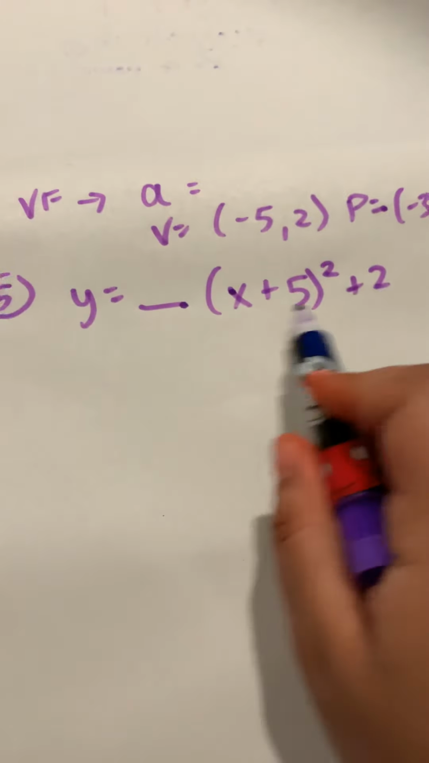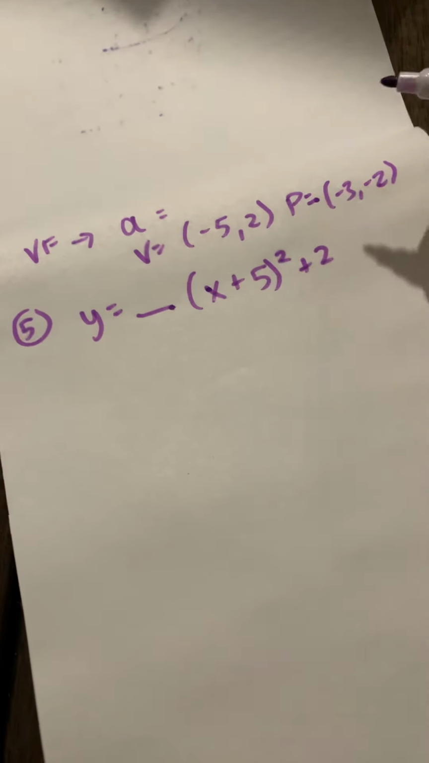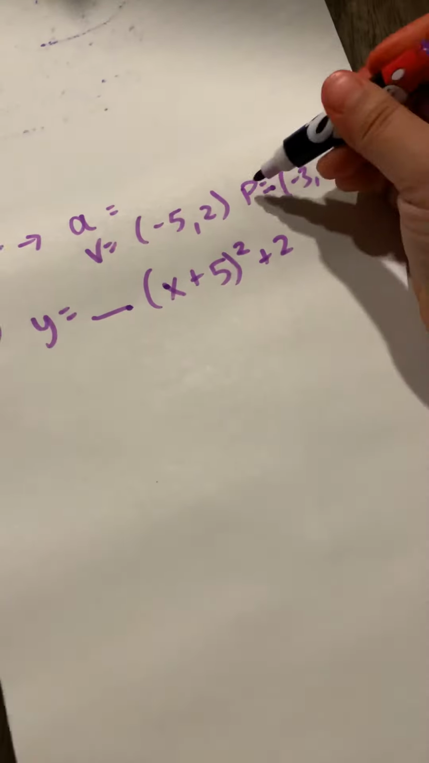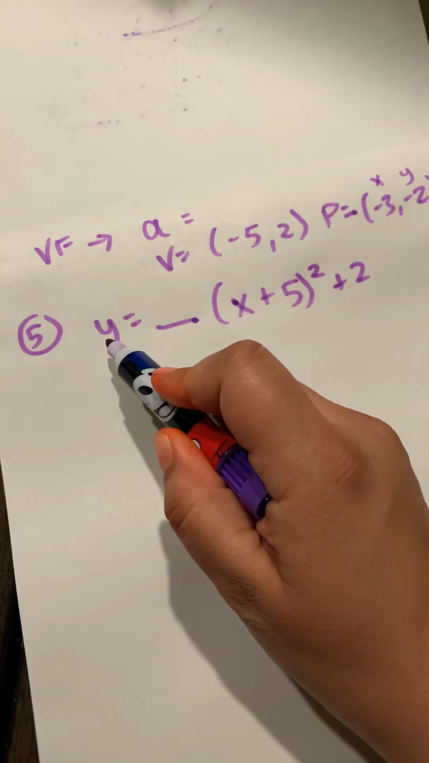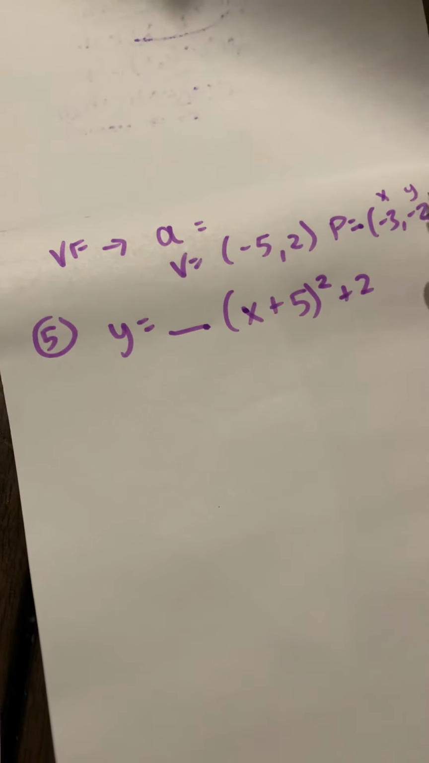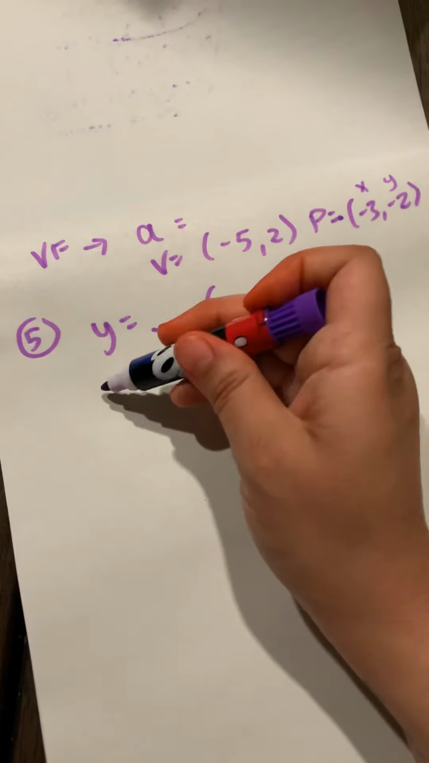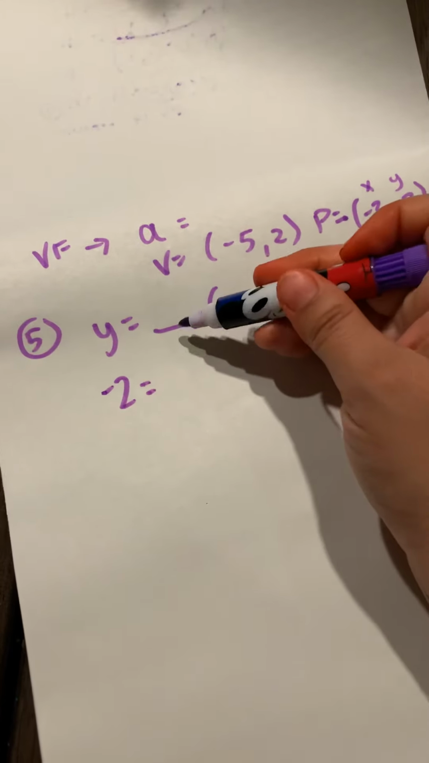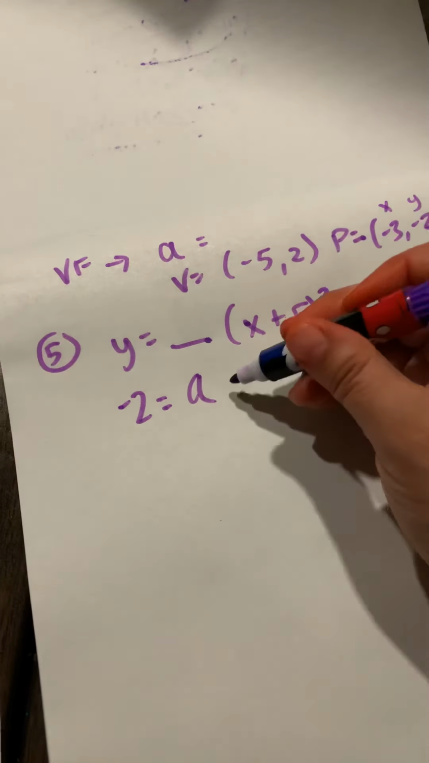So you're almost done writing the equation. You just have to figure out what a is. So here's the idea. If you're given another point, remember a point is a coordinate, so you're given an x and a y. Plug in those values for this x and this y, and then solve for a. So I'm going to take the -2 as y and plug that in for y. So -2 equals, now this is what I don't know, so I'm going to leave it as a, so I can solve for that variable.